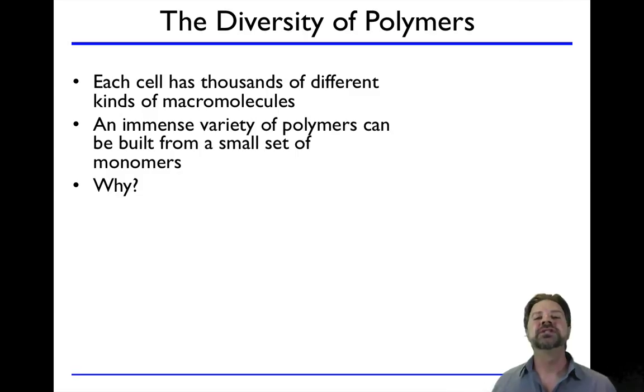There is a huge diversity of polymers that exist. Each cell will have thousands of different types of macromolecules within. So you can build a whole bunch of these different molecules from a very, very small set of monomers, those little tiny building blocks that build the biomolecule.